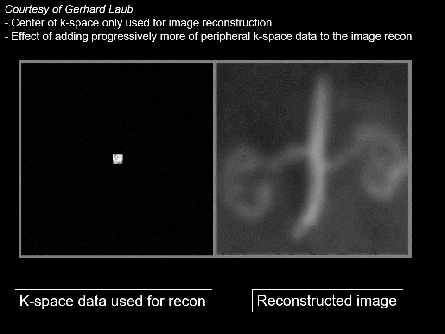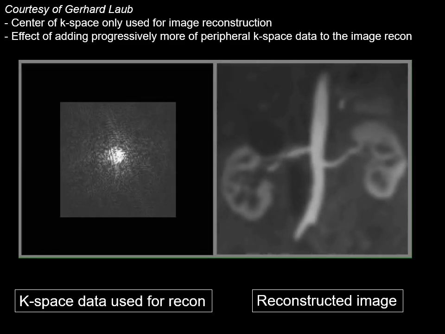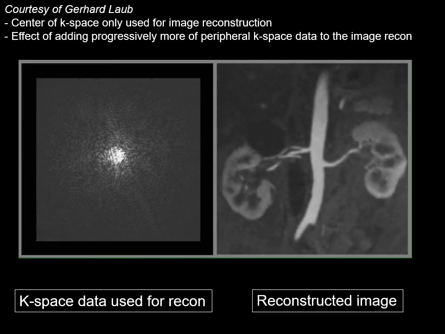You can see that if we take only the middle 5% of K-space, we get reasonably good signal where we can recognize the aorta, the renal arteries, and the kidneys, but the edge information is poor. As we add more and more data going towards the periphery of K-space, the total amount of signal does not increase very much, but the edge information gets much better because the periphery of K-space is where this edge information resides.